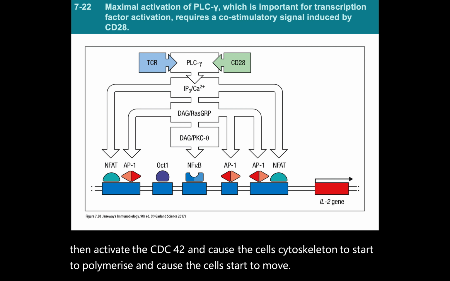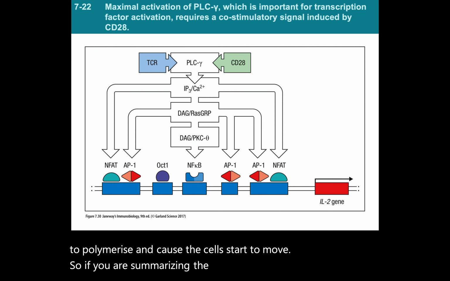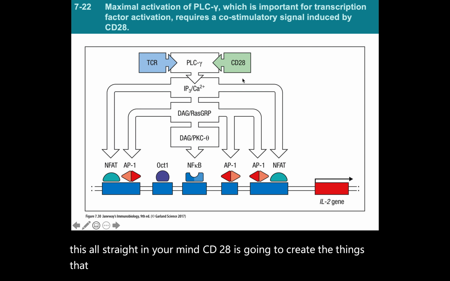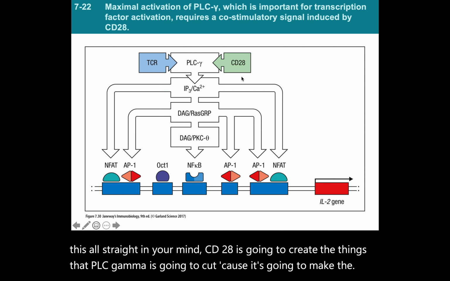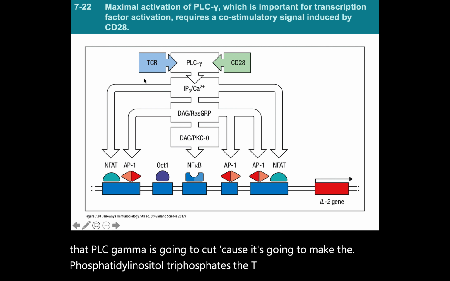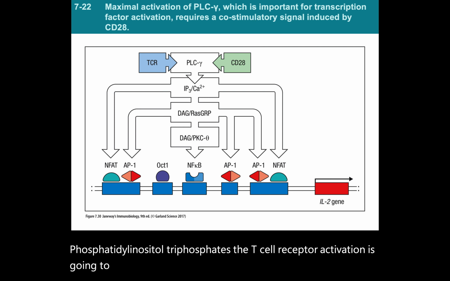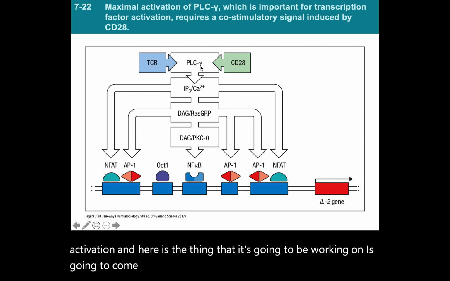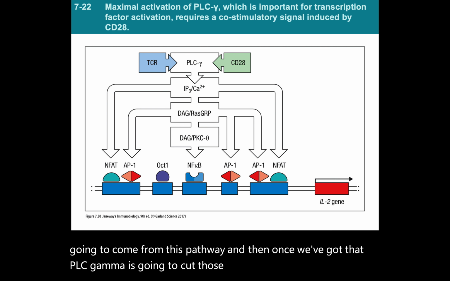Okay, so if you were summarizing the pathways, just in terms of keeping this all straight in your mind, CD28 is going to create the things that PLC gamma is going to cut, because it's going to make the phosphatidylinositol triphosphates. The T cell receptor activation is going to lead to activation of PLC gamma. So here's the activation, and here is the thing that it's going to be working on. It's going to come from this pathway. And then once we've got that, PLC gamma is going to cut those phosphatidylinositol molecules into IP3 and DAG.